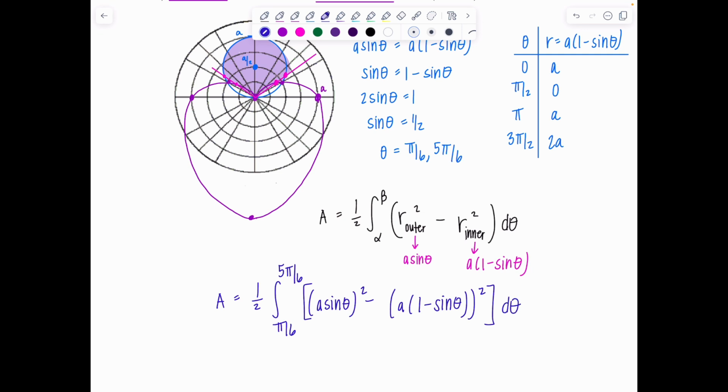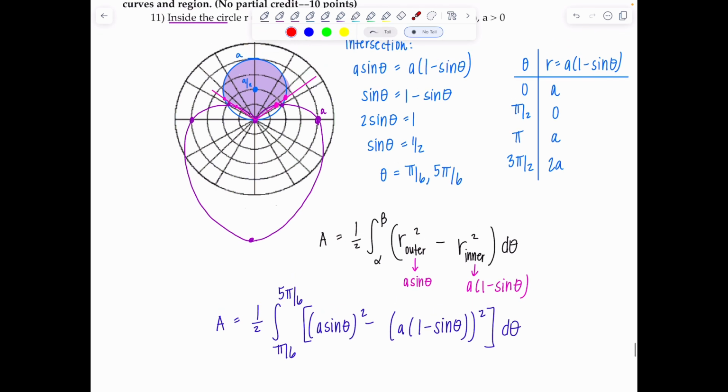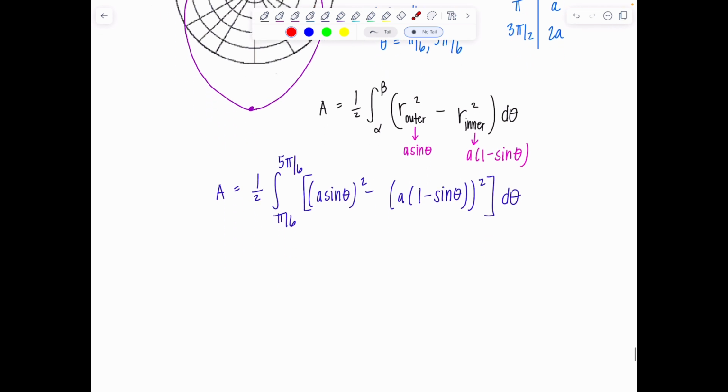Now, I did a few things to make the whole process of integrating easier. Notice this region is symmetric with respect to the y-axis. So I actually doubled it and went from pi over 6 to pi over 2. Why did I do that? Because pi over 2 is easier to evaluate than 5 pi over 6, in my opinion. Okay, and I think if you try it, you'll agree. So let's go ahead and do that.